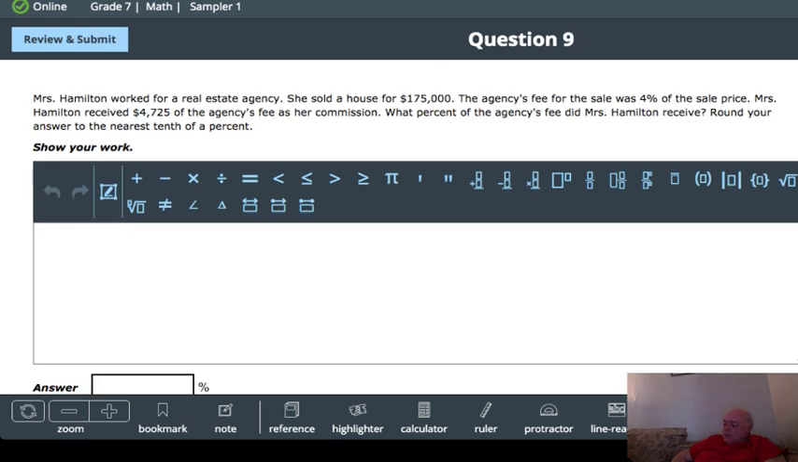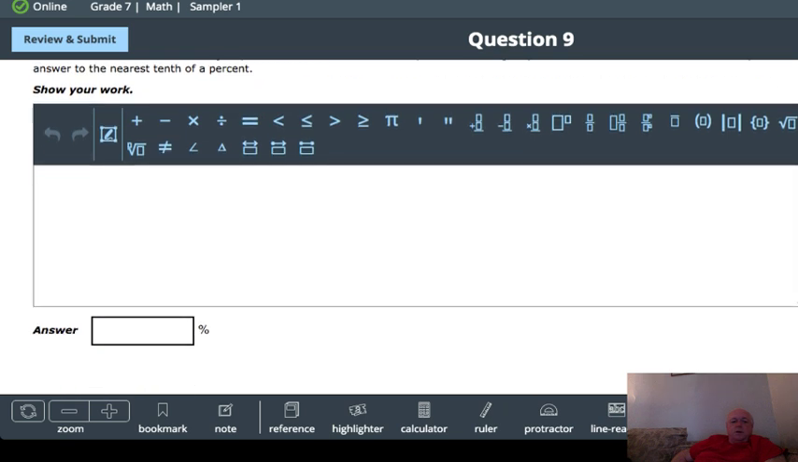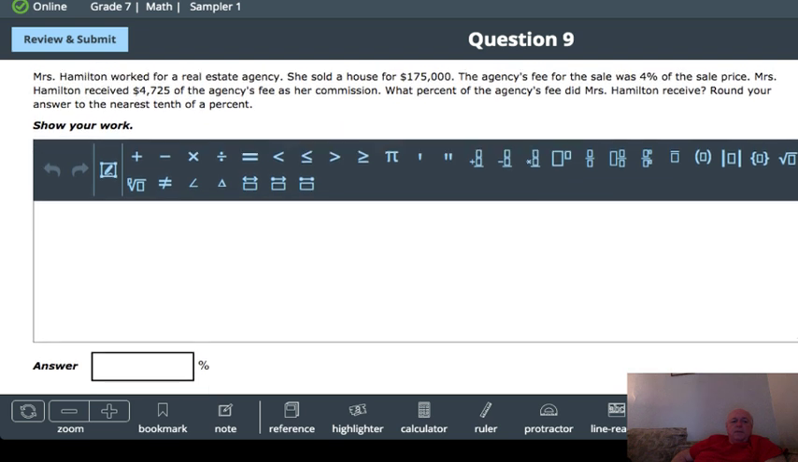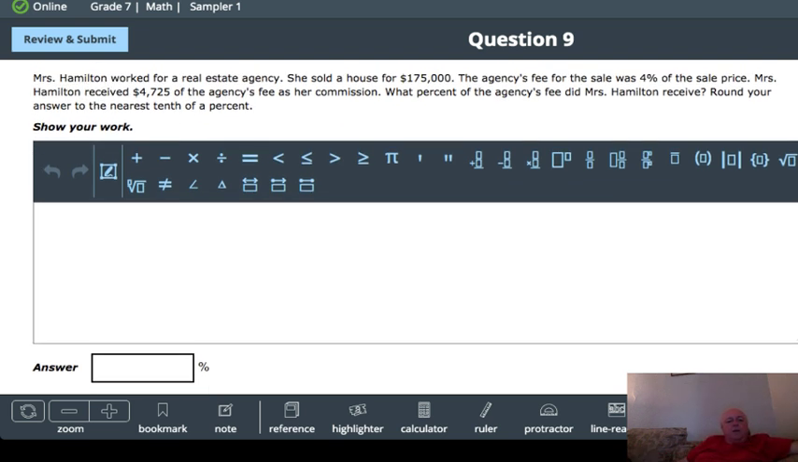Okay, the next one, question number 9, is worth 3 points. What we have is a show-your-work part and an answer part. Mrs. Hamilton worked for a real estate agency. I'm going to take this a sentence at a time. She sold a house for $175,000. The agency's fee for the sale was 4% of the sale price. Okay? We may or may not need to use that information.